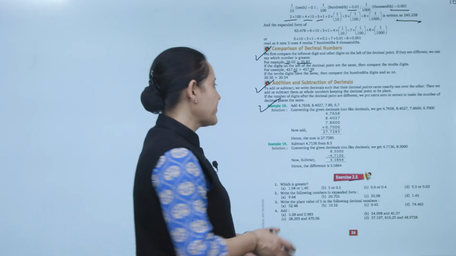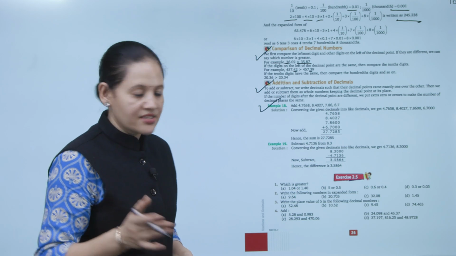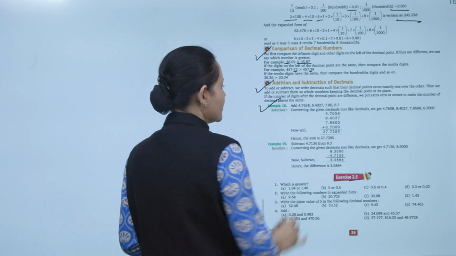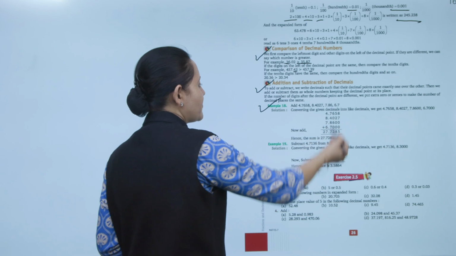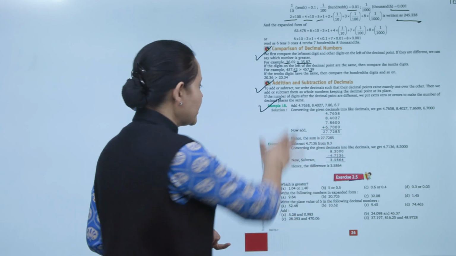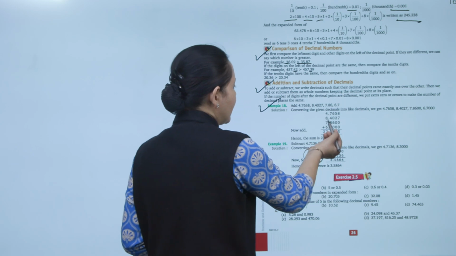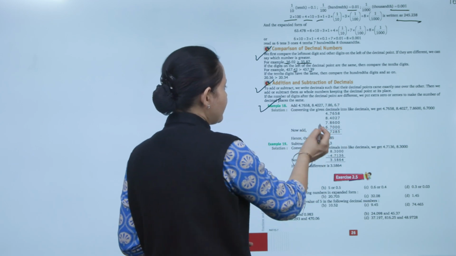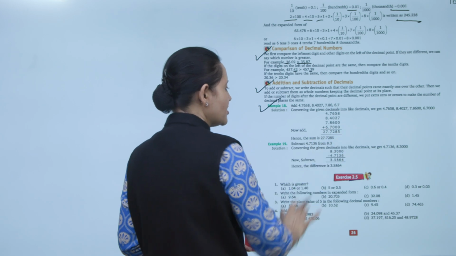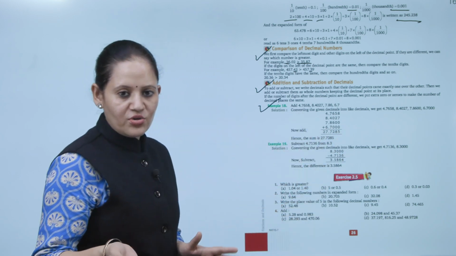So first we will convert into like decimals. The maximum number of digits after the decimal is 4. So 4.7658, and we will place them such that the decimal always comes below the decimal. 8.4027, 7.86 we will add 2 zeros, 7.8600, and 6.7 becomes 6.7000. So now we have converted into like decimals.